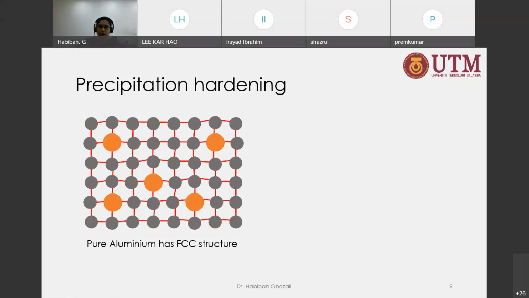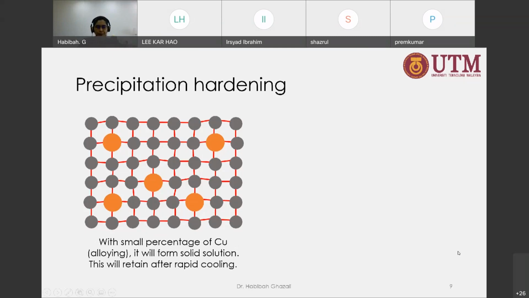So when the temperature drops, this distortion becomes higher, because the atoms start to get closer and closer to each other. So eventually this copper will precipitate out to the grain boundary. So what happened when we quench them to room temperature? It cannot do that. So it becomes a solid solution, still in the crystal structure of alpha, the crystal structure of aluminum, but it is not stable in there.